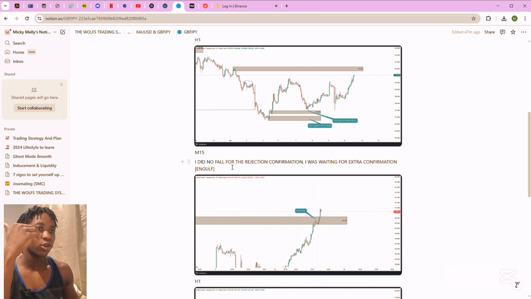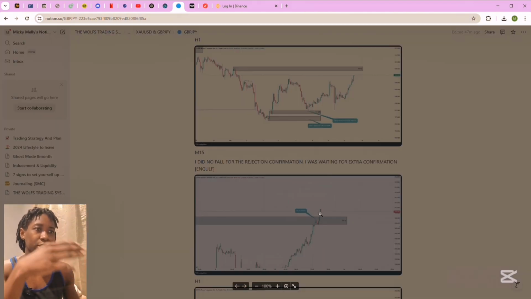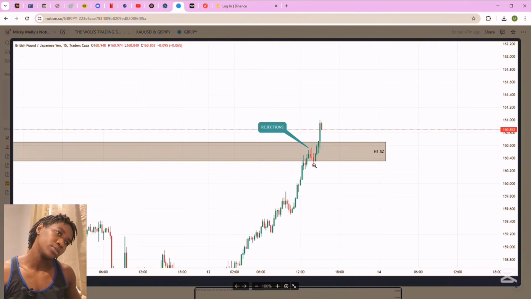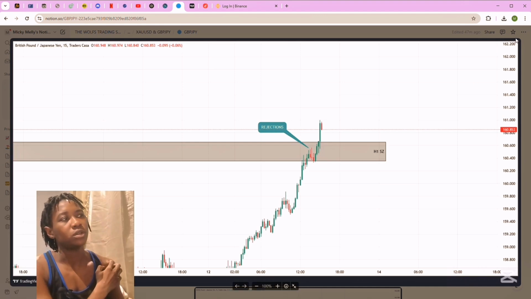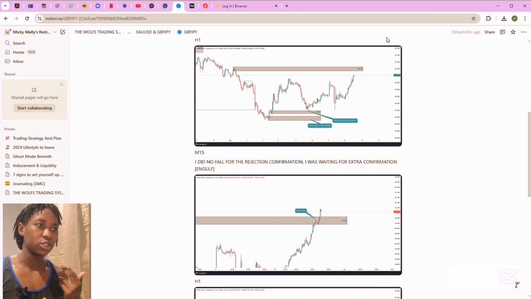Price, I did not fall for this rejection confirmation. I was waiting for extra confirmation, that is engulfing. This was what happened to me on that previous trade, I told you about that, too many rejections inside my zone. So this particular too many rejections, I didn't fall for it. So I was just waiting for engulfing. If price was able to print that particular engulfing I was looking for, I would have entered. And if price stopped me out, I know that I followed my trading plan and trading rules, and it stopped me out. So yeah.